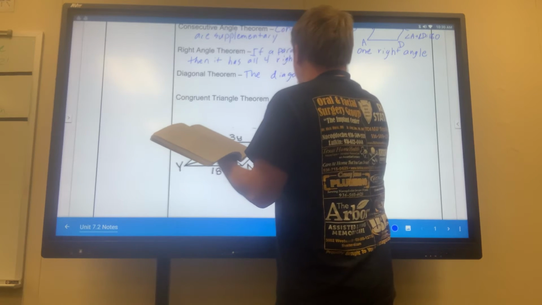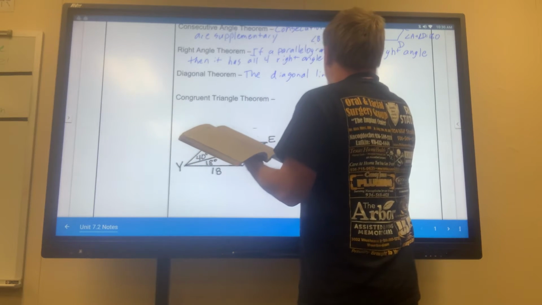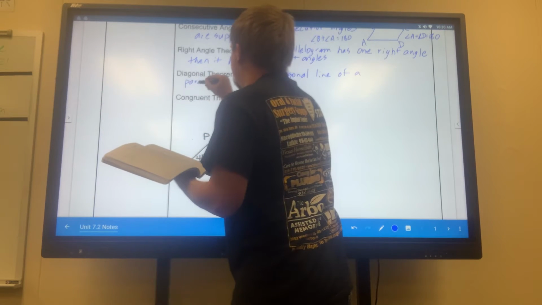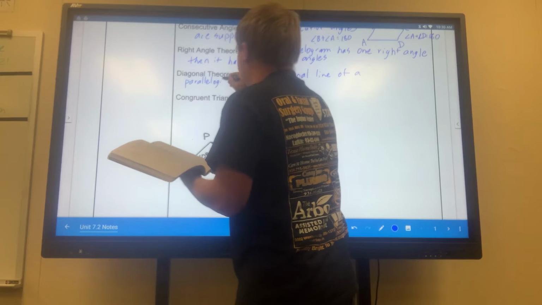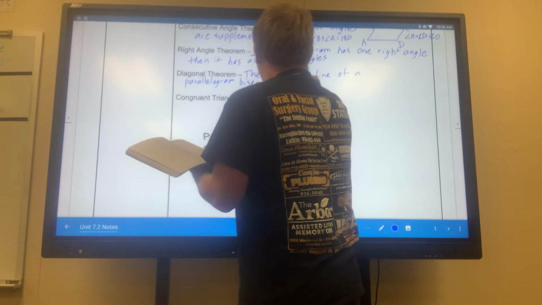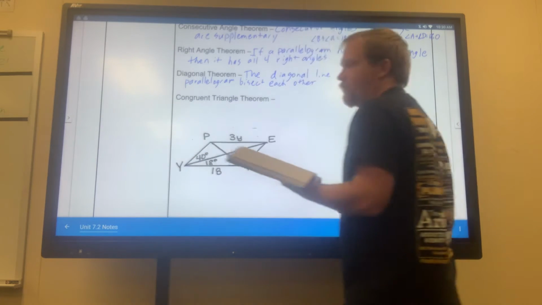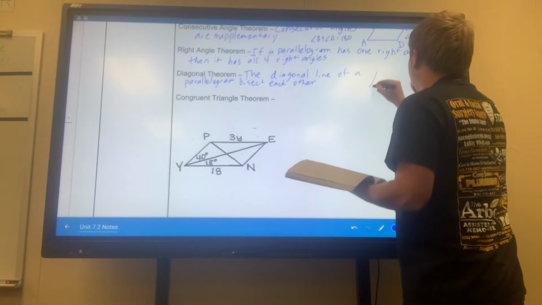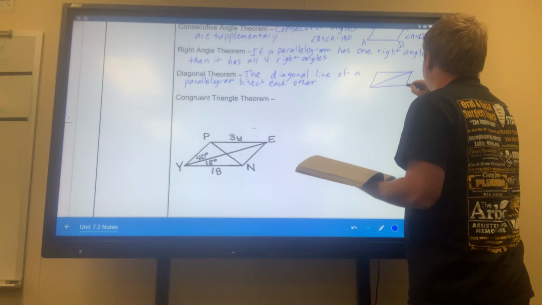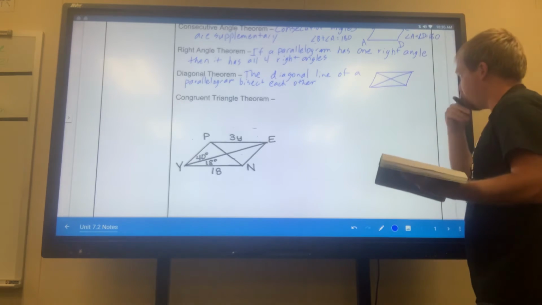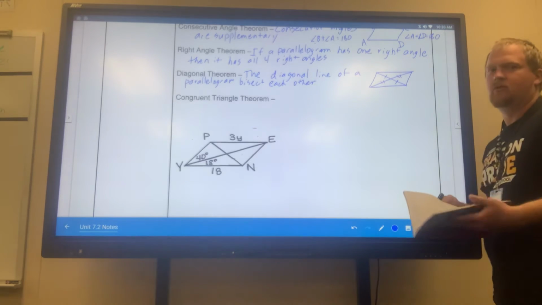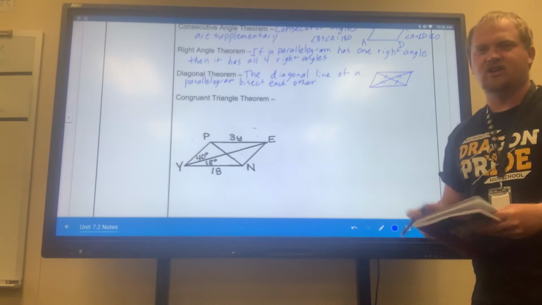The diagonal lines of a parallelogram bisect each other. So, what does that mean exactly? Well, if I draw a little parallelogram, here's one diagonal line, and here's the second. And they actually bisect, or cut in half, each other.